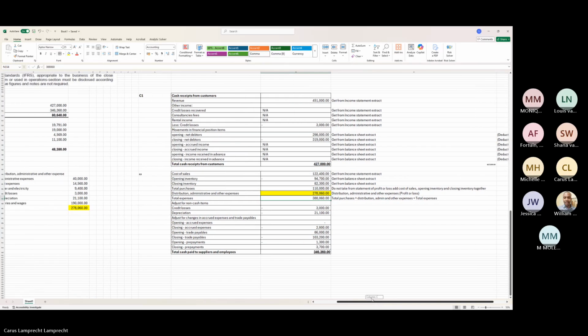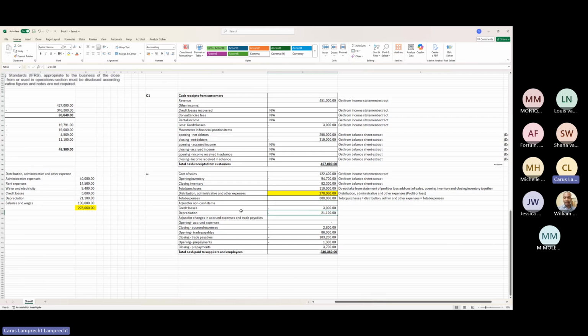Okay. So then obviously credit losses is a non-cash item. Another non-cash item, I believe, is a loss on sale of PPE, I think.